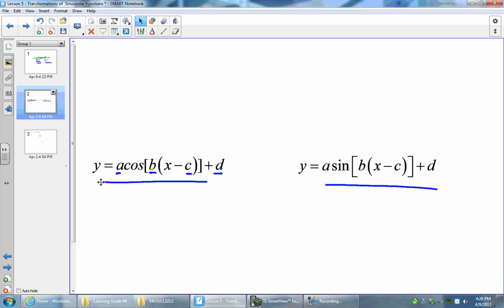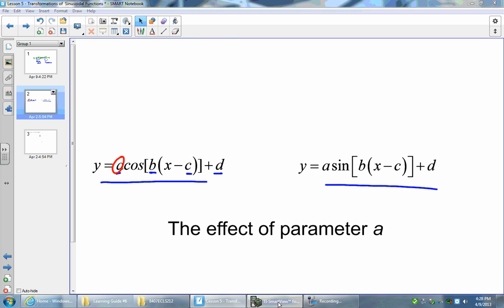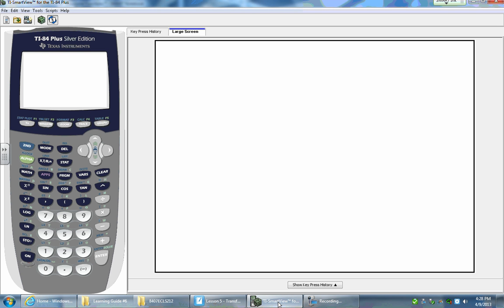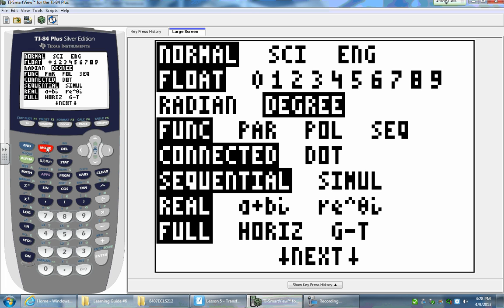So in this lesson, we're going to focus on one parameter, and that parameter is the A value. We're going to study in this podcast the effect of parameter A on the graph of y is equal to cos x and the graph of y is equal to sine x. How we're going to do this is go into our calculator to see what happens when you change the value of A. In your calculator, make sure that you're in degree mode, so we graph it using degrees.